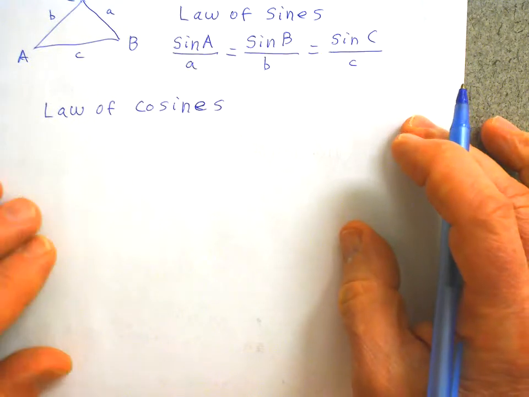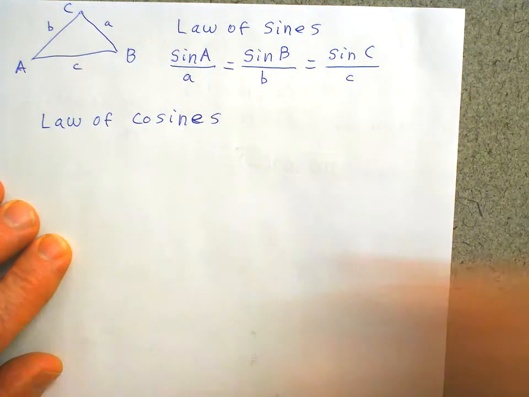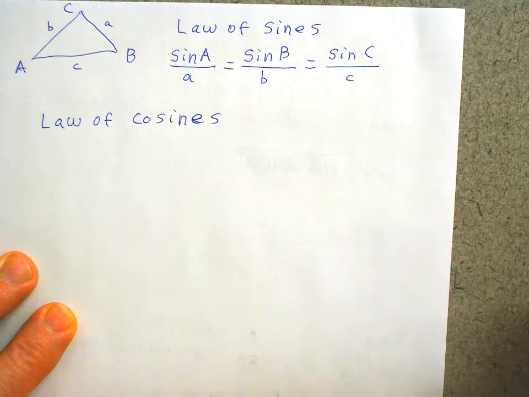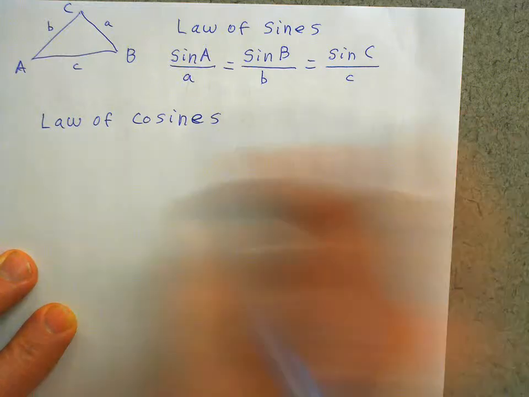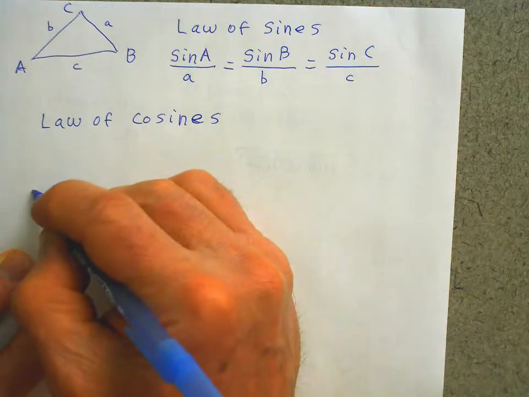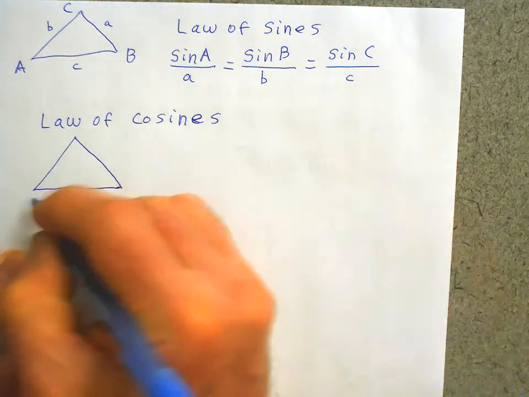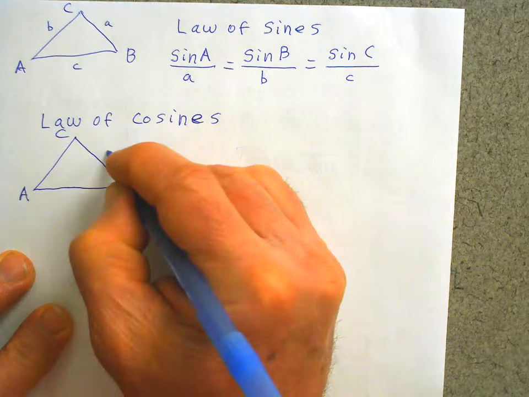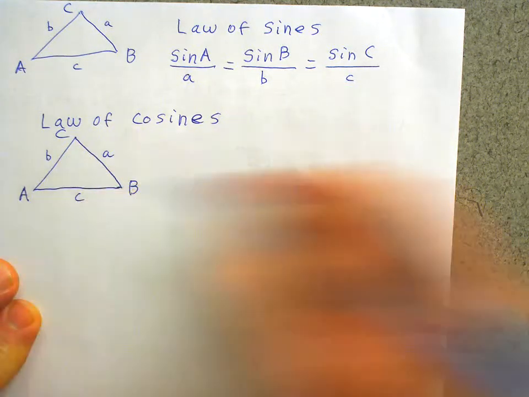Maybe you have discovered that one way to help memorize certain things is to write them down and then afterwards try to write them down from memory over and over again, and eventually you can commit it to memory. So the law of cosines, triangle ABC, sides lowercase a, b, and c.